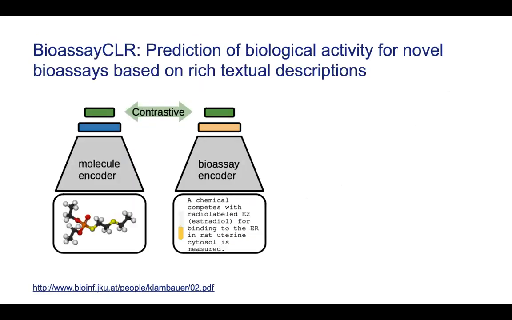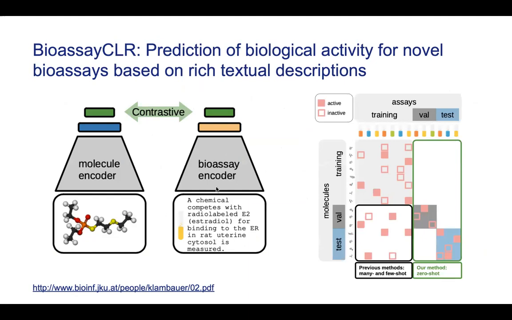And this paper I found this week for the first time. This is actually a very interesting one, because what they did is they linked the molecule and the bioassay description, or text related to the assay, in an embedding space. And they could even do zero-shot learning on that, meaning that they were able to predict outcomes on unseen molecules and unseen assays. So they were able to predict the biological activity of novel bioassays just based on this text information.